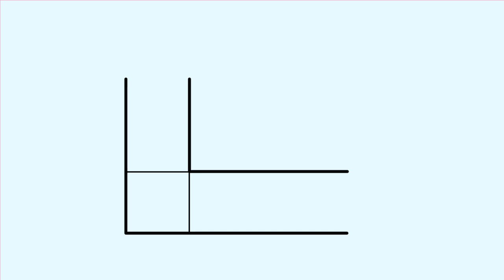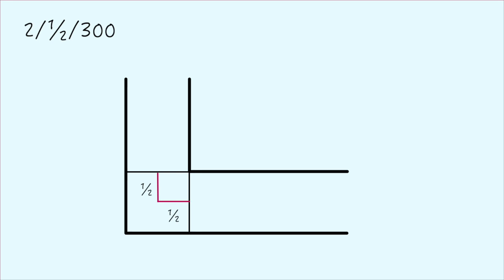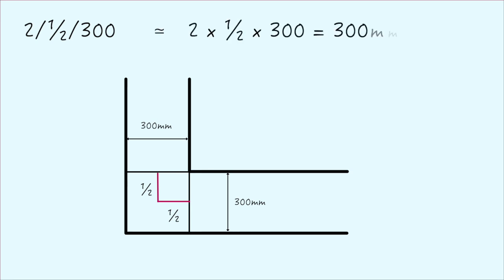We will be using 2 by 1/2 by 300 as a way to dimension corners. So, quick revision, 2 by 1/2 by 300 means in QS speak that there are two halves of something, and that something in our case is 300. So each corner has two halves and each half is half of 300. So arithmetically 2 by 1/2 by 300 means 2 times half times 300, which equals 300mm.